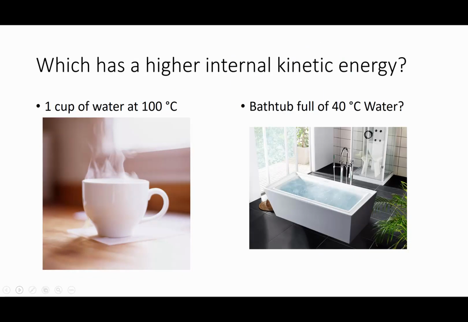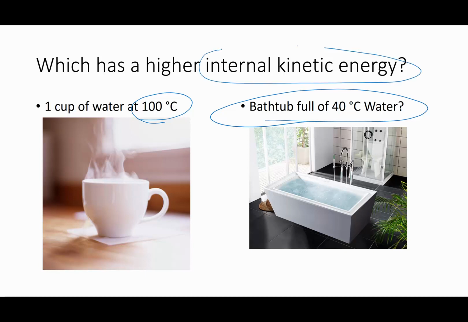All right, let's talk about a different situation. I have my cup of 100-degree water, and now I have a bathtub full of 40 degrees Celsius water. That's just a smidge above body temperature. This would be just a really nice bath temperature. So which one contains molecules of a higher internal kinetic energy? Yeah, the cup of water has got a higher internal kinetic energy because that's the definition of temperature.